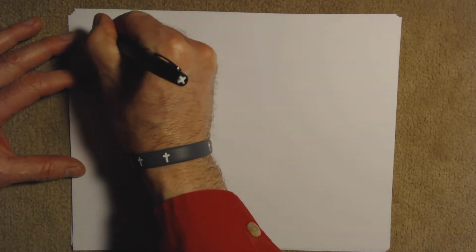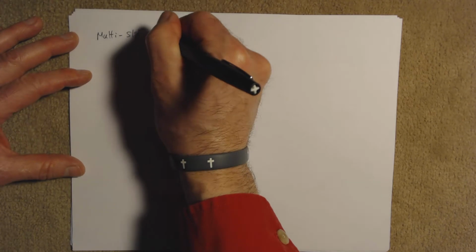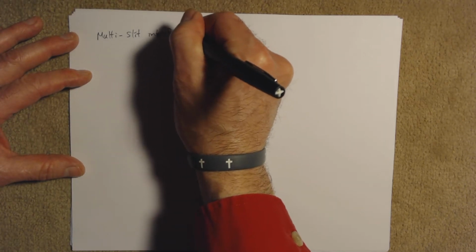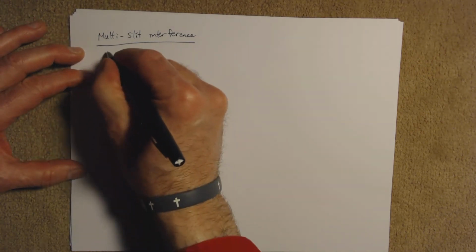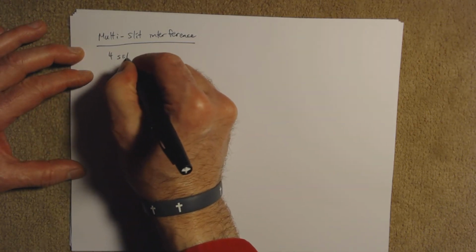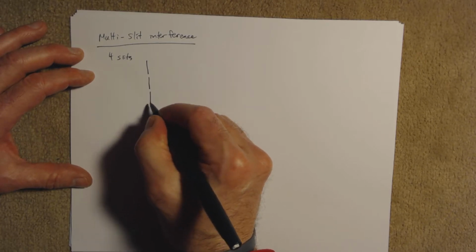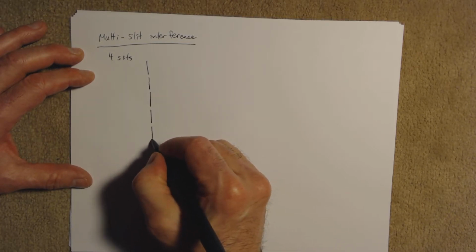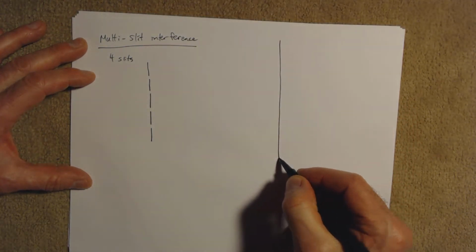Finally, I want to think about the case of multiple slits. So, multi-slit interference. And let's consider the case of 4 slits. So we've got our barrier with 1, 2, 3, 4 slits in it. I've got my observation screen over here.